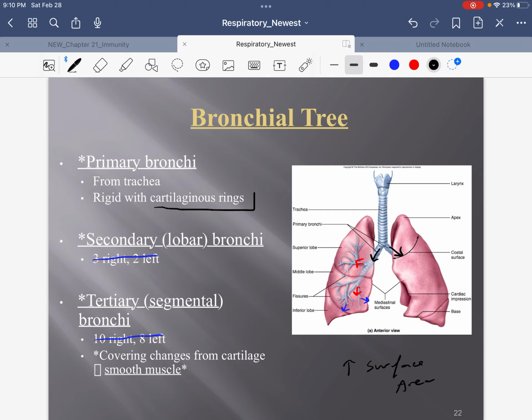What I want to say also, the primary, don't forget, have those cartilage rings around them. By the time we get from the primary to the secondary, in this picture the secondary are red, to the tertiary, blue, by the time we get to the tertiary, we have now transitioned to smooth muscle. The primary bronchi, the covering of the tube is cartilage rings. Here in the secondary, it starts to transition from cartilage rings to smooth muscle. By the time we get to the tertiary bronchi, all smooth muscle.